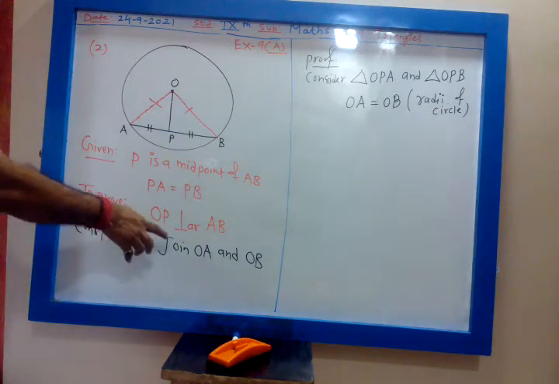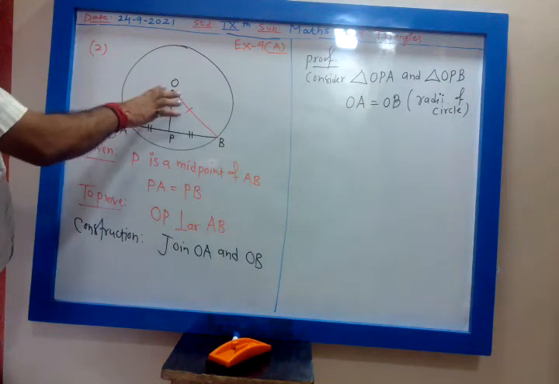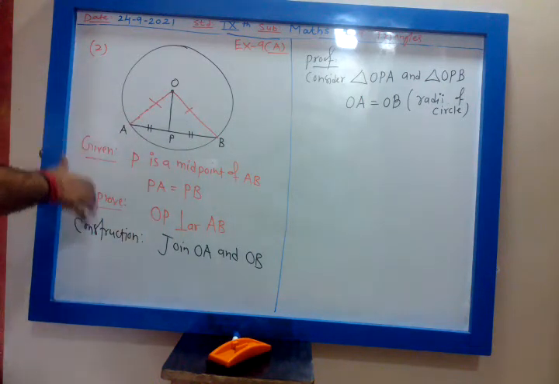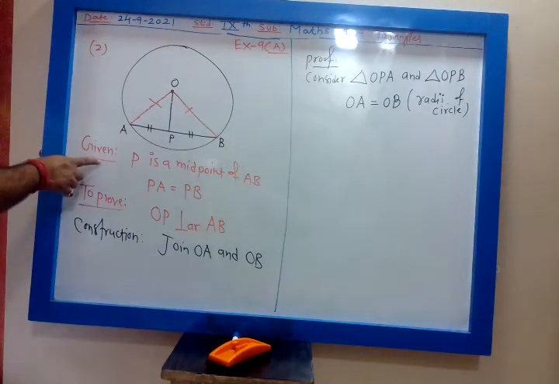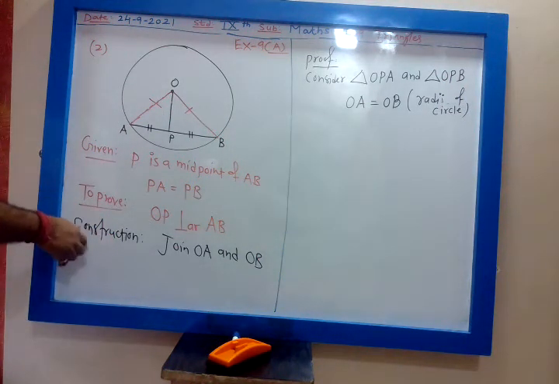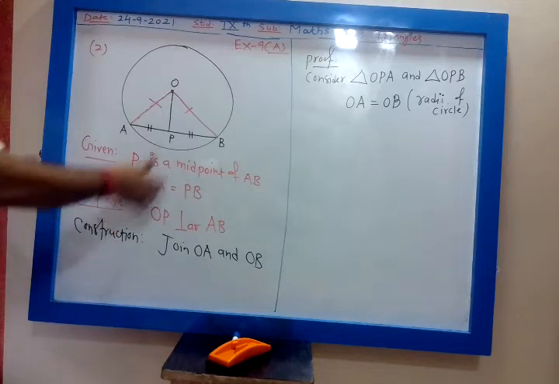In the diagram, you have to show the construction: join OA and OB. And in the same way, you should write the proof of geometry. Given, to prove, if a construction is there, you write construction, then you will write proof.